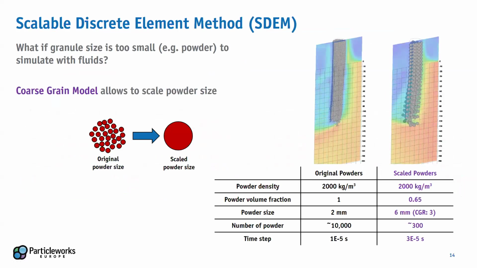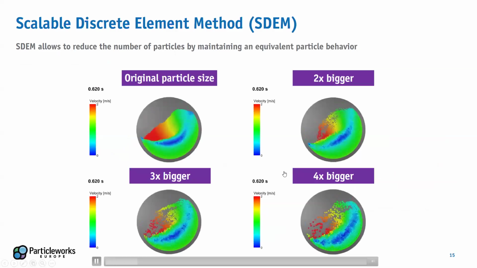There is also this method that allows for faster simulation. It's called SDEM, so Scalable Discrete Element Method. Basically, it can represent some powder distribution with a scaled powder size. This results in a smaller number of particles to be modeled and a time step that is faster. Because of that, we can achieve similar results, but with significantly faster simulation times.